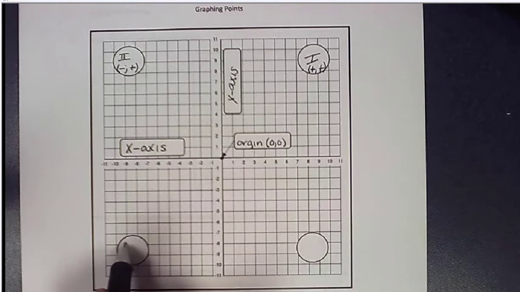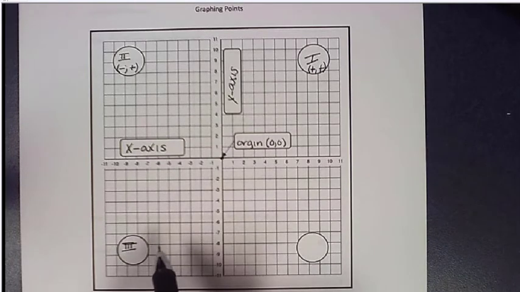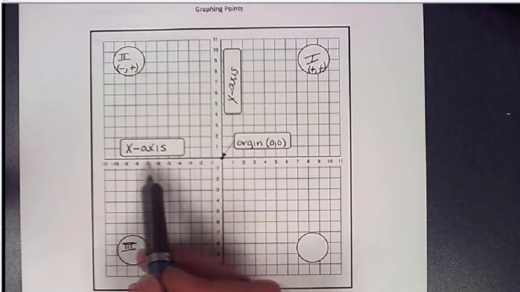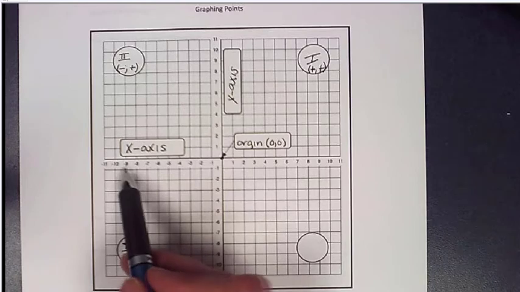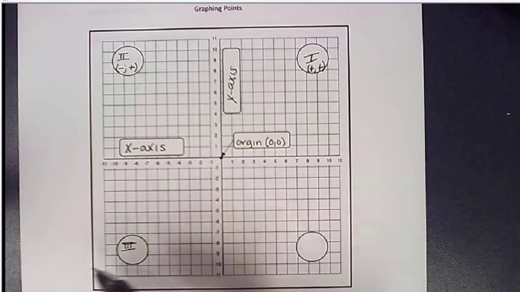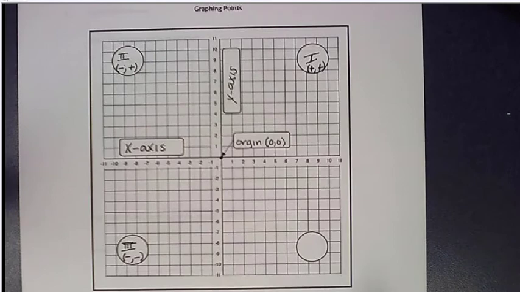Continuing on, this quadrant down here is quadrant 3. In order to get into this quadrant, we would need to go to the left. Again, these are all negative values to the left on x, and then we would go down. So these would also be all negative values for our y. Every point in our third quadrant has a negative x and a negative y.